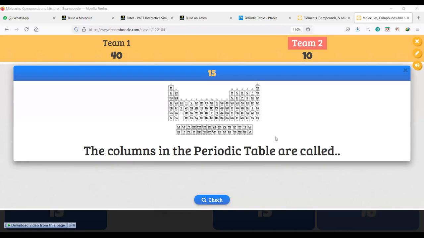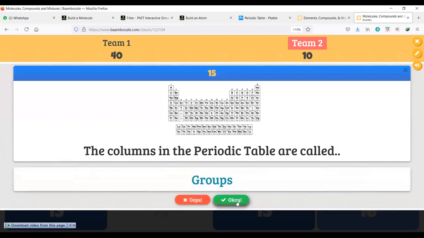Farah, you said the answer or what? Who said the answer? Me. What is it? Columns? You said columns. Yes, columns. Periods or groups? Groups. Yes, well done.